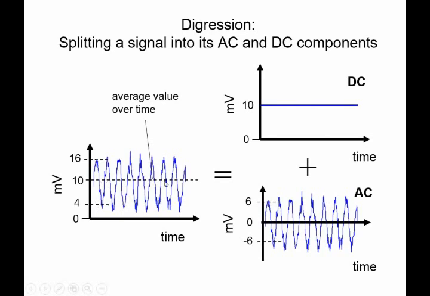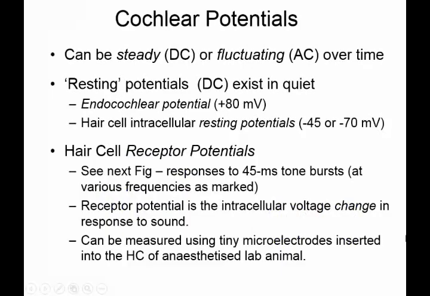Okay, now an overview of the electric potentials. We've got three potentials that we can measure and that we need to understand. First of all, the resting potentials that we already discussed within the cells, minus 70 or minus 45, and inside the endolymph, plus 80. They do not depend on the stimulation, they're just always there. But if we actually stimulate the cochlea with sound, we get receptor potentials. Receptor potentials because we can measure them, we can receive them from outside, and they're generated by the hair cells.